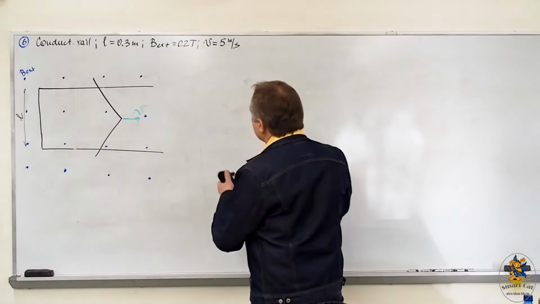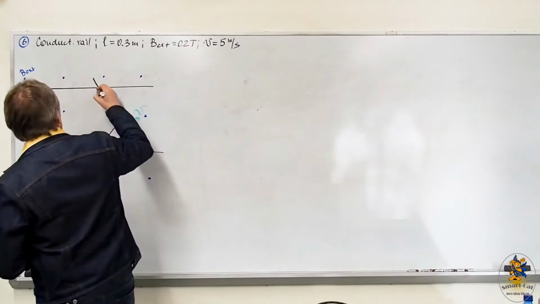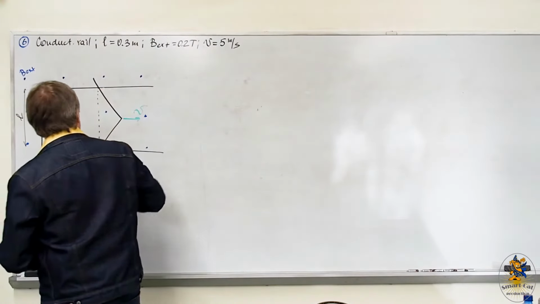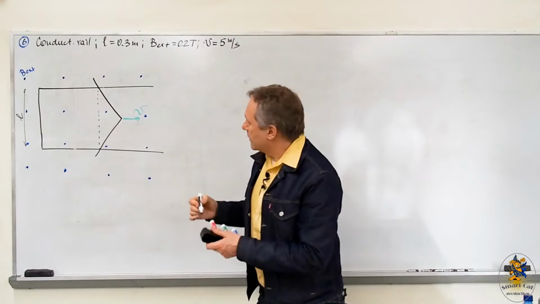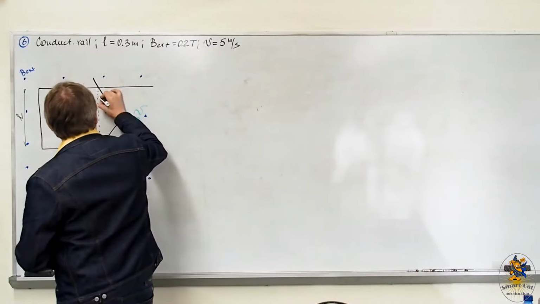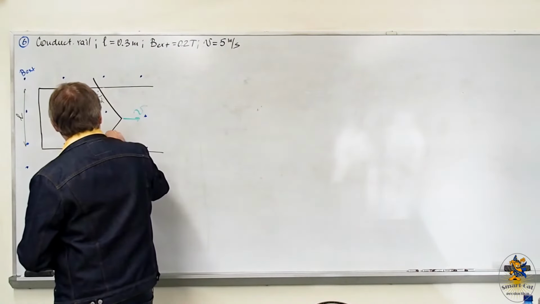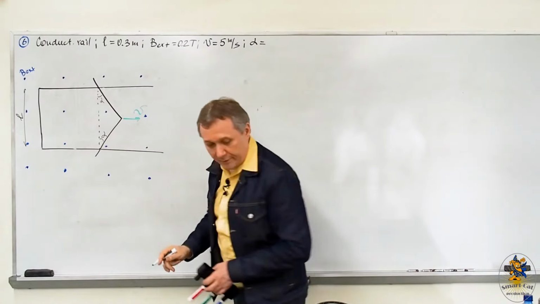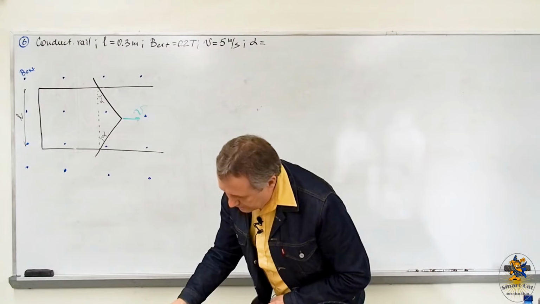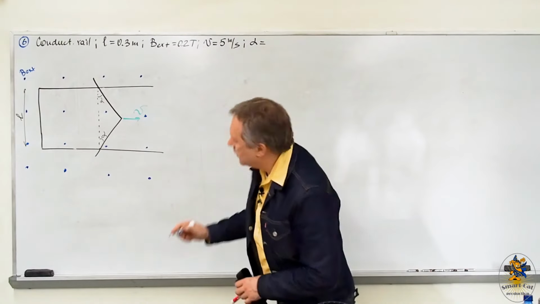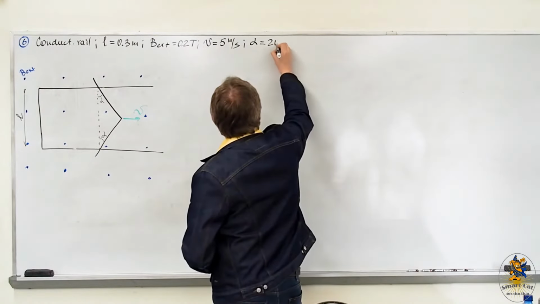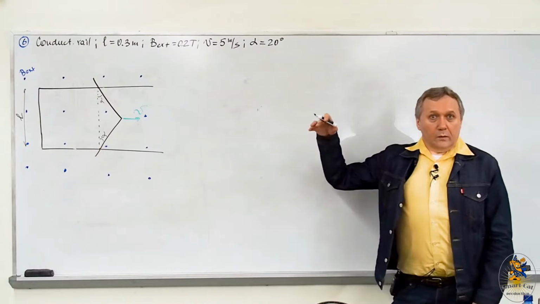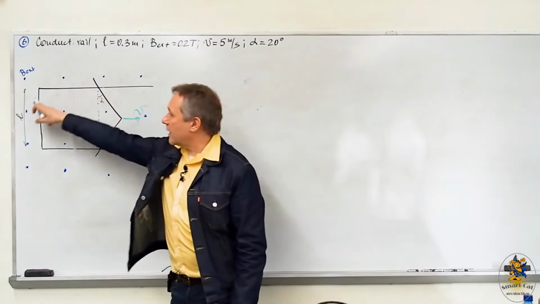Just for fun, I can also give you these angles. For example, if you imagine this dashed line, then this angle I can call alpha, and here angle alpha. Let's say alpha is given as, for example, 20 degrees. You will see it's not really important in maybe 10 minutes. So, we have a conducting loop.